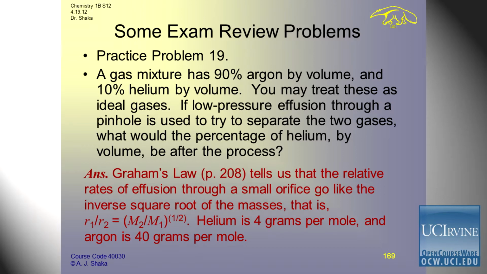All right, let's talk about it. So we're using Graham's law, page 208. It tells us the relative rates of effusion through a small orifice go like the inverse square root of the masses. So we'll look at this for one moment. That is R1 over R2. Those are rates, not radii. The rate of the first thing going through a small hole divided by the rate of the second thing going through a small hole equals the square root of the mass of the second thing over the mass of the first.